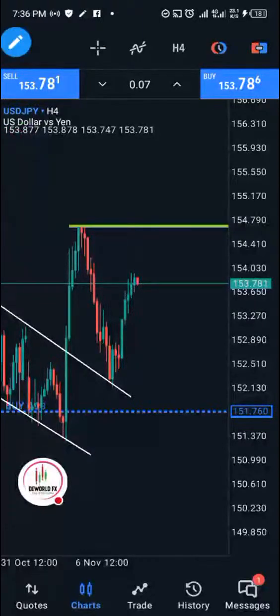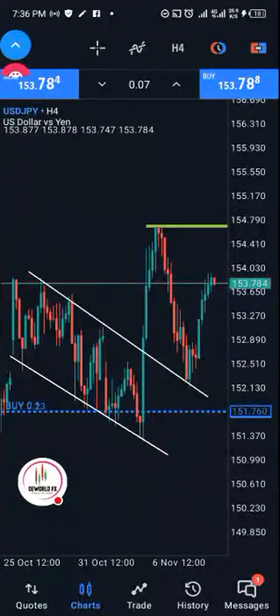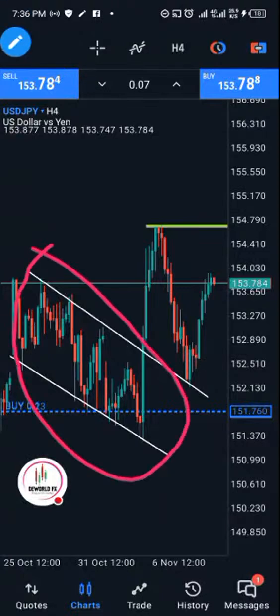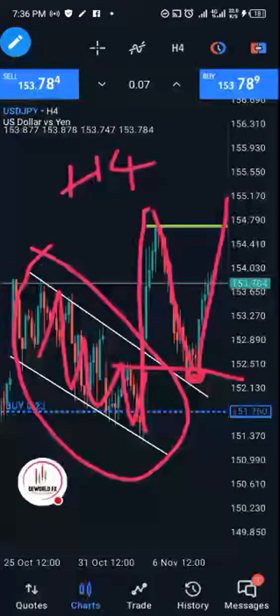So for a recap, for those that just joined us, you can see here we have a downtrend running. This is the market making new lows until we have a break here. This is our overall high currently on the H4 time frame. Now we have the market retest this same zone, the structure, and now it is buying back to the upside.